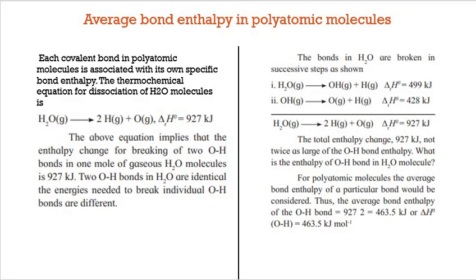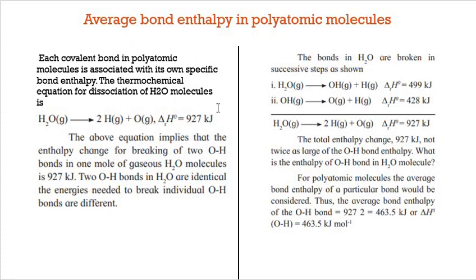Now, average bond enthalpy in polyatomic molecules. Each covalent bond in a polyatomic molecule is associated with its own specific bond enthalpy. The thermochemical equation of dissociation of a water molecule is: gaseous water dissociating to produce 2 hydrogen atoms and 1 oxygen atom, and the enthalpy value is 927 kilojoules. The above equation implies that the enthalpy change of breaking 2 O-H bonds in 1 mole of gaseous H2O is 927 kilojoules.